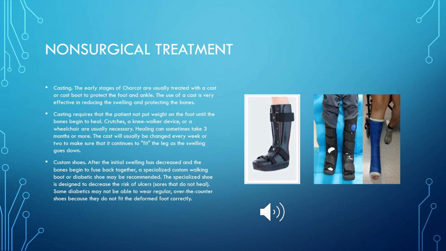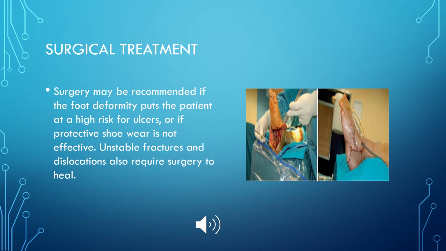After the initial swelling has decreased and the bones begin to fuse back together, a specialized custom walking boot or diabetic shoe may be recommended. The specialized shoe is designed to reduce the risk of ulcers, to take the pressure off where the bones have dropped down into that foot. Some diabetics may not be able to wear regular or over-the-counter shoes because they no longer fit them with the deformed foot. The second treatment option is surgery.